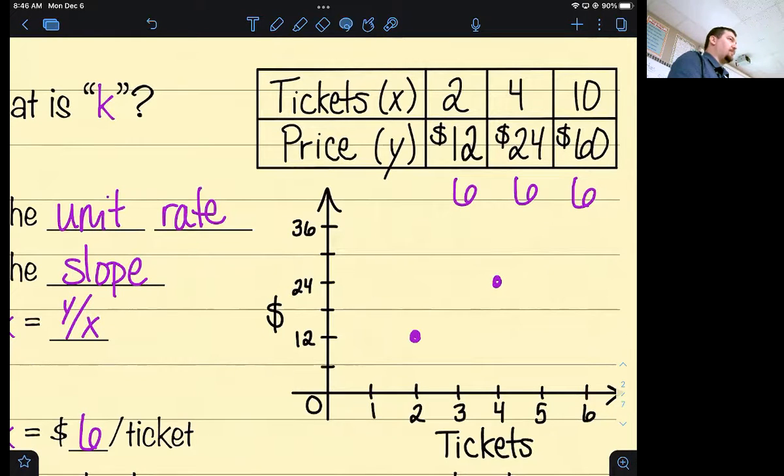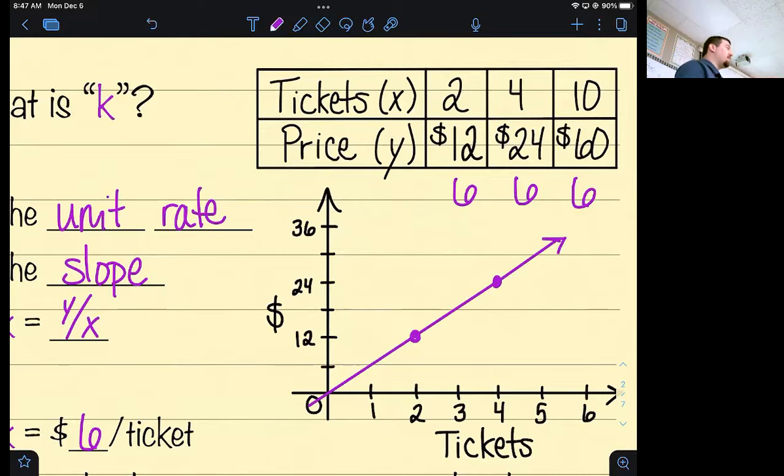Now, I can't plot the point (10, 60). Why not? Yeah, the axis doesn't go up to 60 on the y-axis or over to 10 on the x-axis. But I only need 2 points to graph a line. So watch what happens when I connect these 2 points. What special point does it go through?